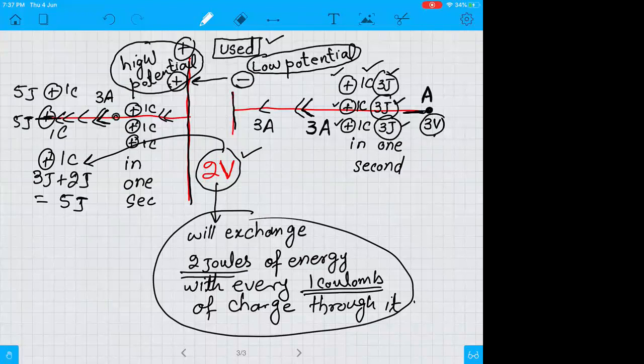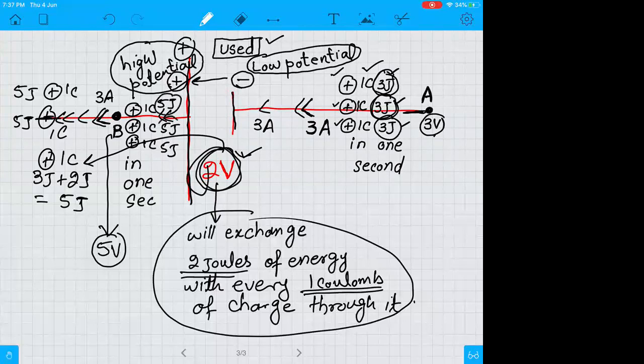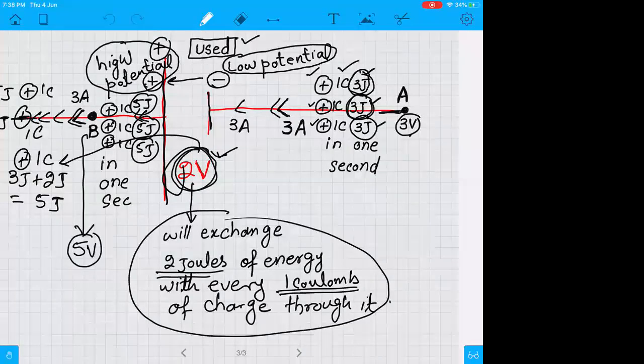And as a result, if this is point B, this point B will be at 5 volts, since when the charges are passing through point B, they have 5 joules of energy each. Initially, their energy was 3 joules, and 2 joules are given by the cell. So after passing through the cell, it becomes 5 joules. As a result, point B is at 5 volts. Now this cell is in use. Now let's see another example.